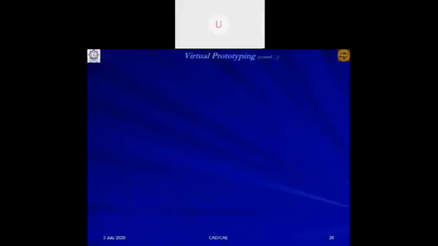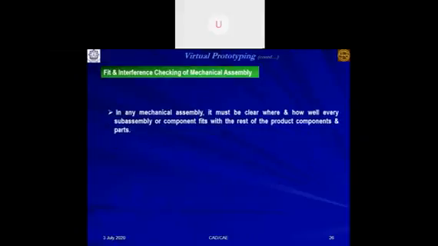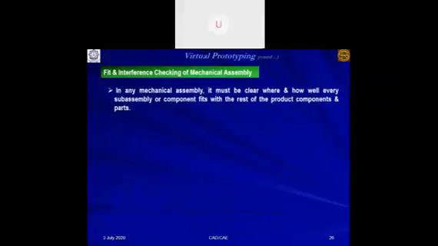Now in mechanical engineering, one important thing you already know is that the product has moving parts. In moving parts, fit and interference checking among the mechanical assembly is very important in any mechanical product development, whether it is automobile or aircraft. So in any mechanical assembly, it should be clear where and how well every subassembly and component fits with the rest of the product components and parts.